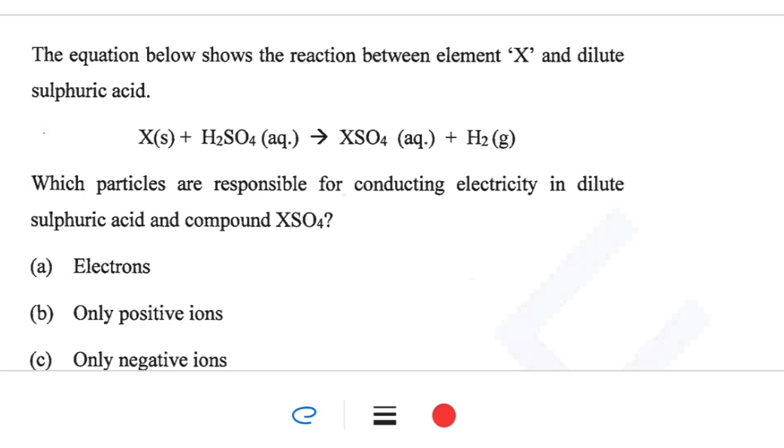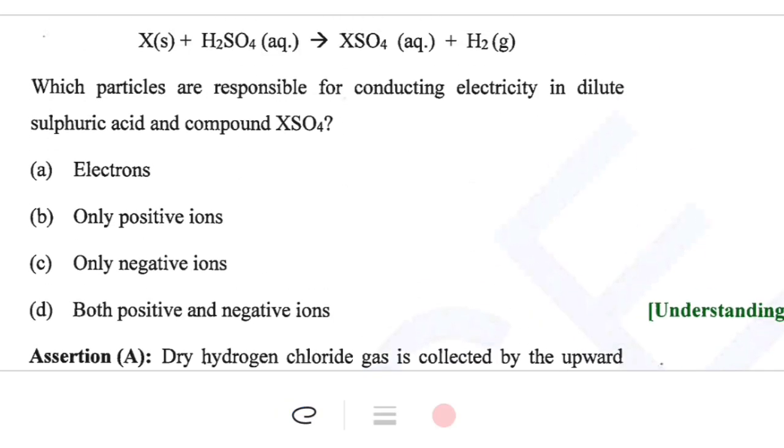So when we are talking about a compound and its electrical conductivity, obviously all the ions are responsible. Cation and anion, it means positive and negative. Both ions are responsible for conducting electricity. So here if I look into the options, we have both positive and negative ions. So option D is going to be our correct answer.